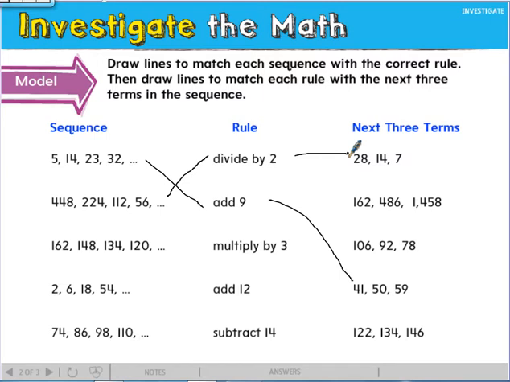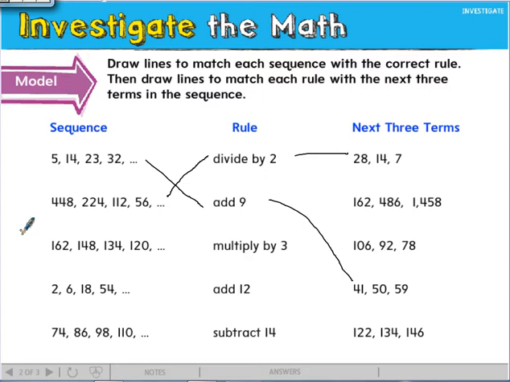Okay, I want you to do the next three on your whiteboards. Okay, so 162, 148, 134, 120. How is 162 related to 148? What are we doing? Yes, ma'am. Subtracting 14. It looks like we're subtracting 14 across.